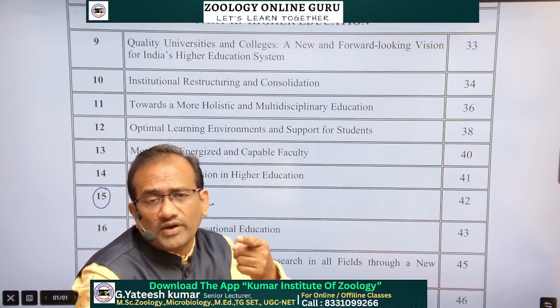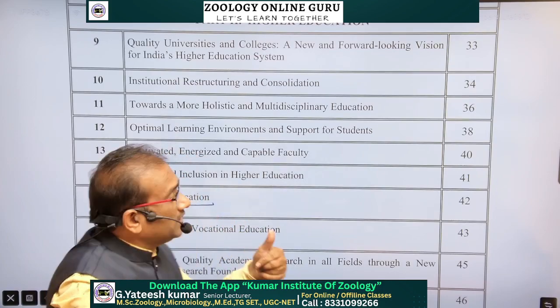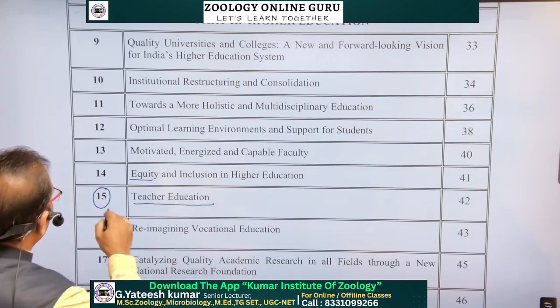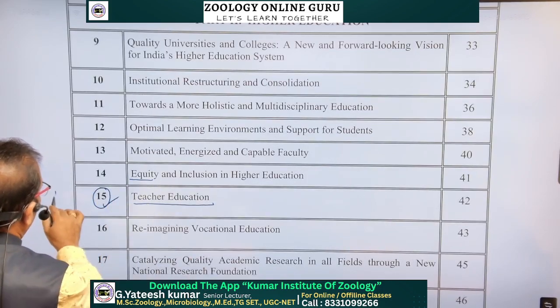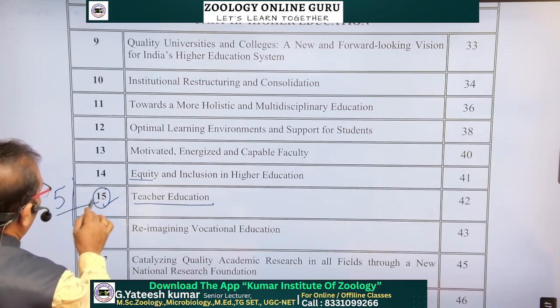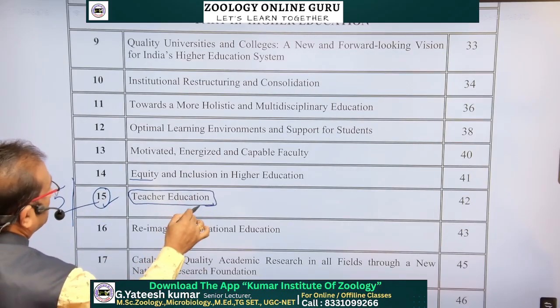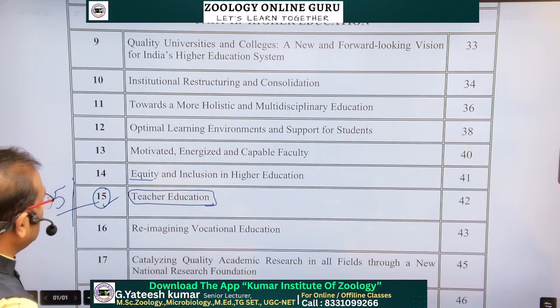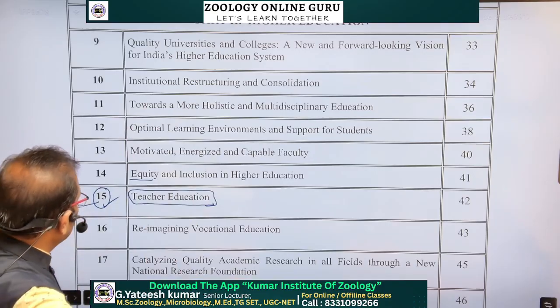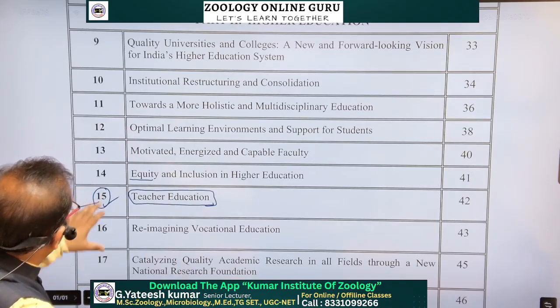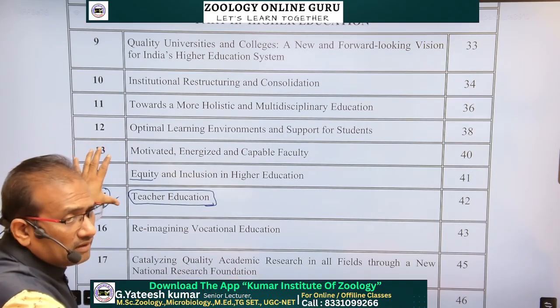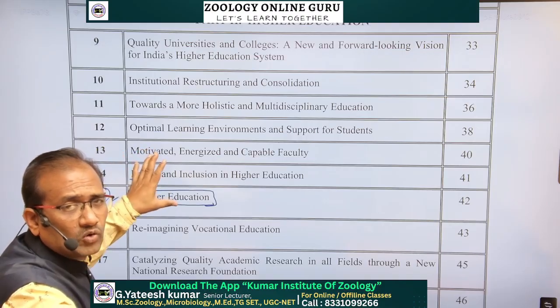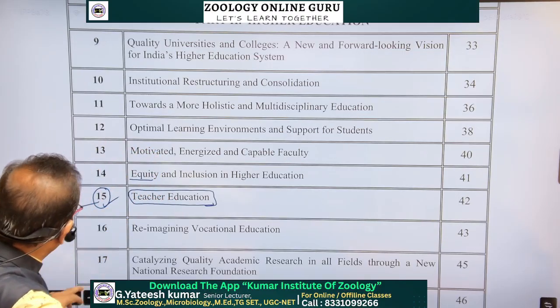Part 1, chapter 5 also deals with the teachers. Here also part 2, chapter 15. So there 5 and here 15 deal with teacher education. It is the higher education. The chapter 5 is the school education. So like that you have to learn what is present in the main document of NEP 2020.